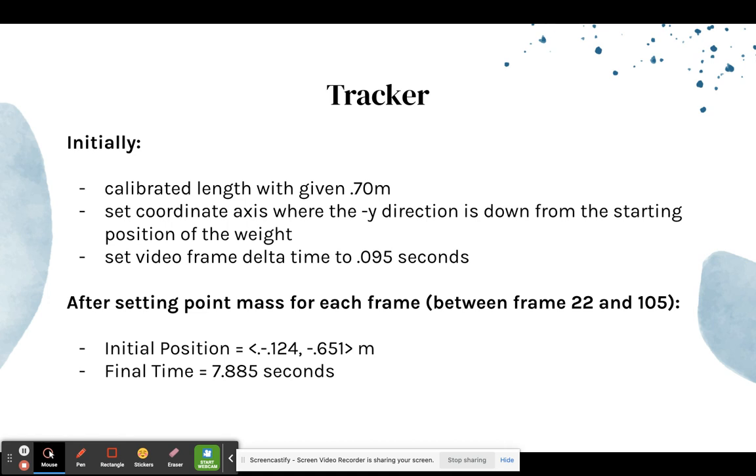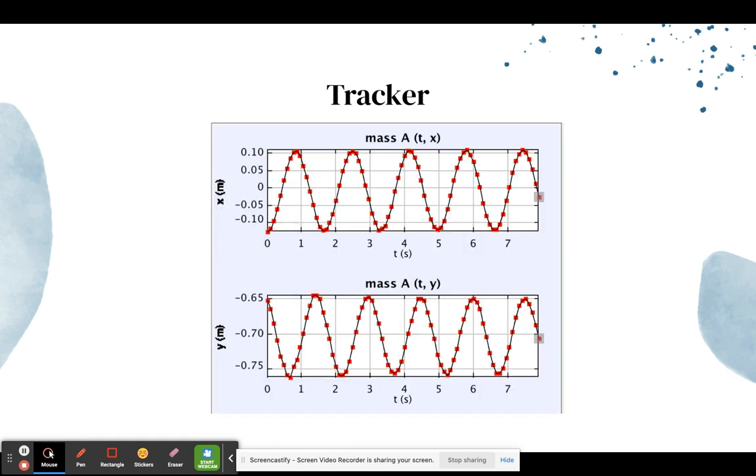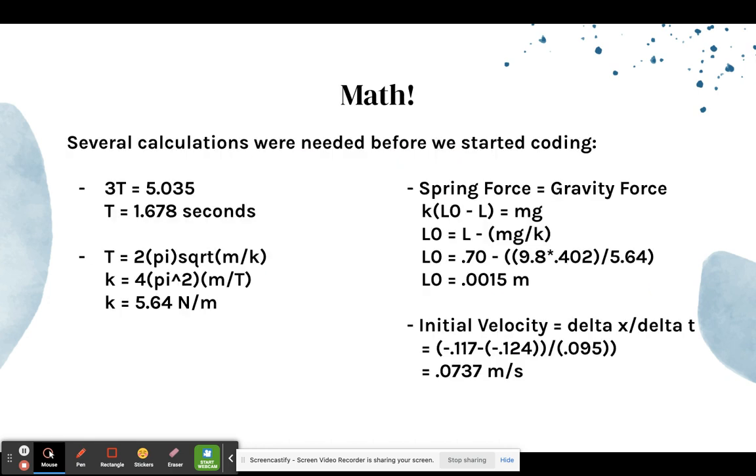And then I didn't write this in here, but I also calculated the initial velocity from our tracker data as well. And then tracker also spit out these two graphs, basically comparing your X and Y position with time. This just basically tells you that the mass is oscillating, because as X is positive, Y is negative, and they both flip up and down, which makes sense.